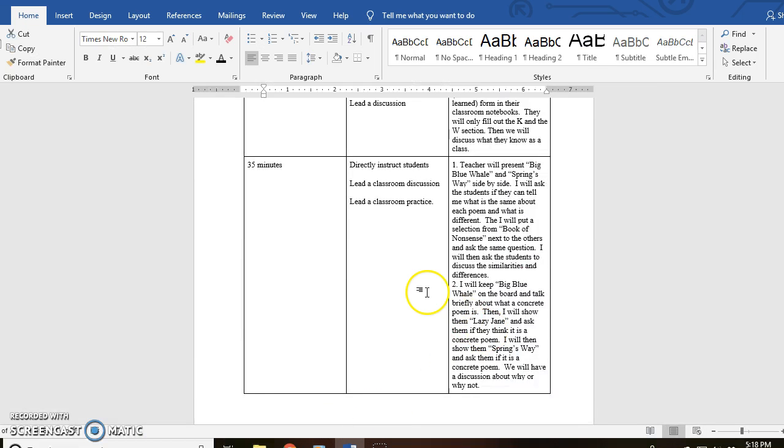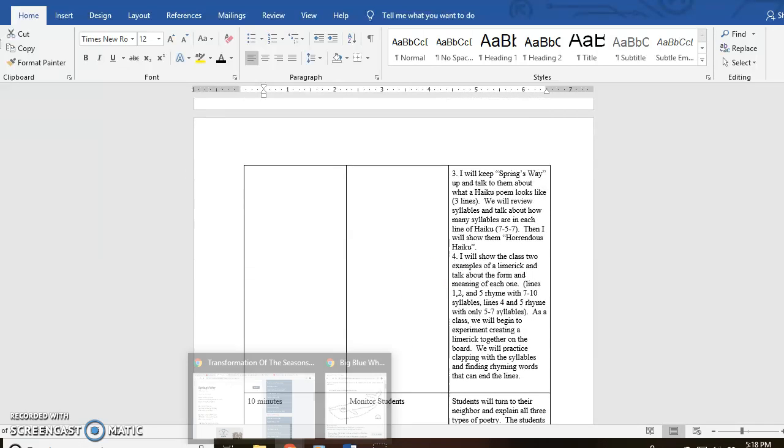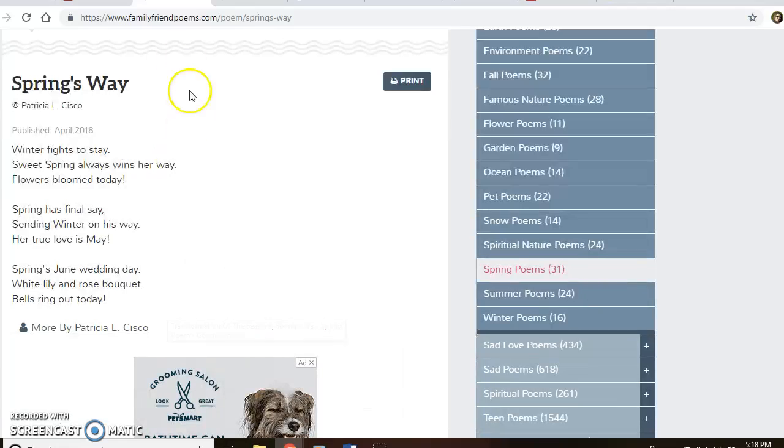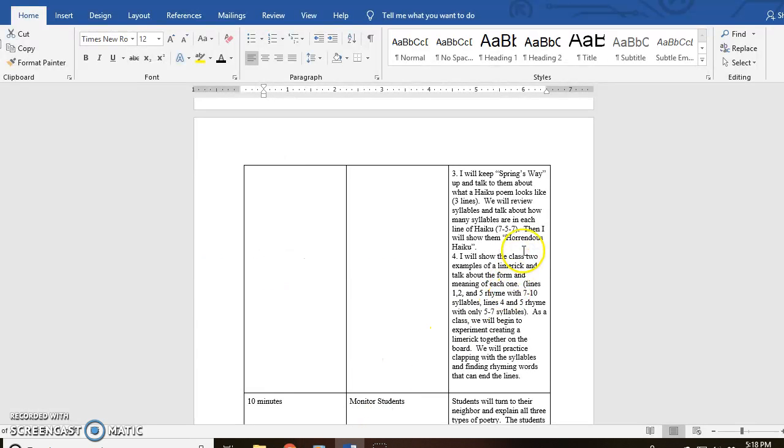So we talk about haiku, and then we would move on to limericks. And let's see. A limerick is a poem that rhymes. The first and second line rhyme with the last line. I have it all written down here. And we would go over just a few examples.